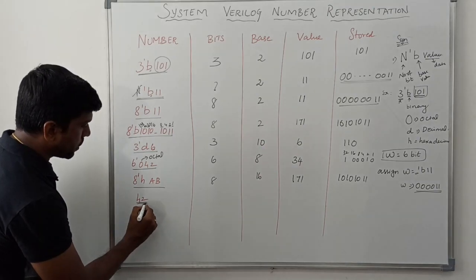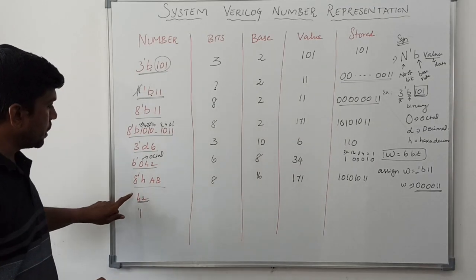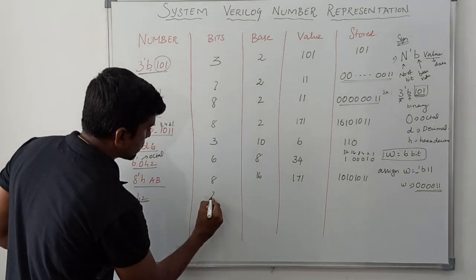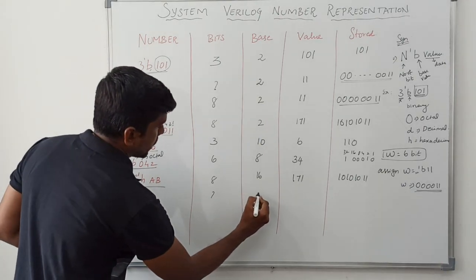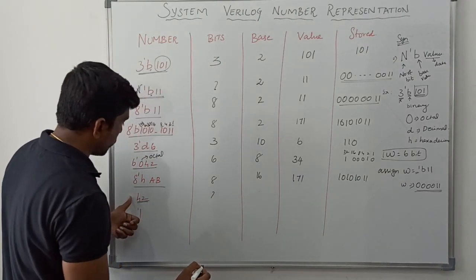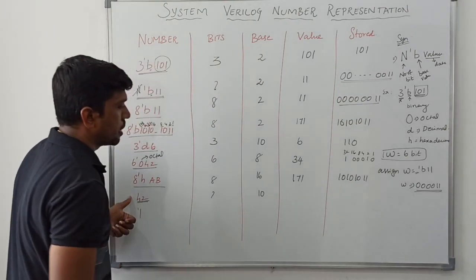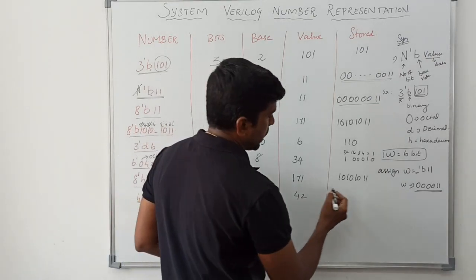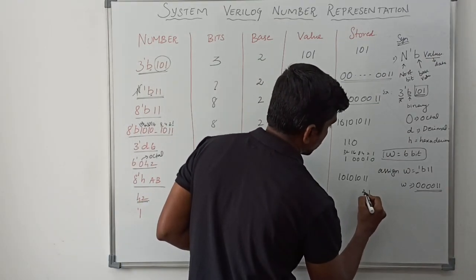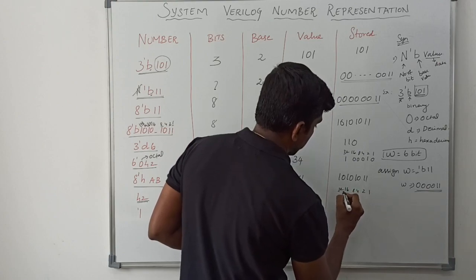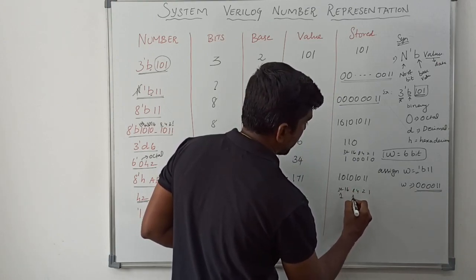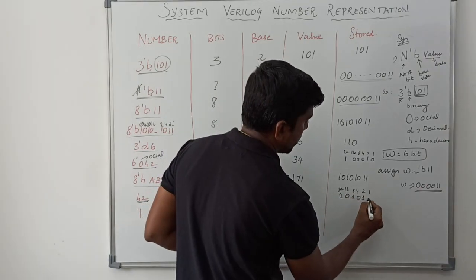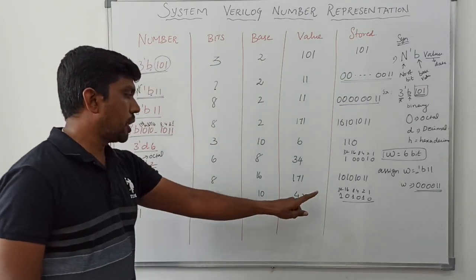The next one, 42. In this instruction they don't mention the number of bits and base. The number of bits is unknown, and the base value is by default decimal, that is 10. Then 42 is the decimal number; for its equivalent binary value: 1, 2, 4, 8, 16, 32. Put 1 at the 32 place and at 8 and 2. So 32 plus 8 is 40, plus 2 is 42. The remaining bits are 0. So this is the equivalent value.